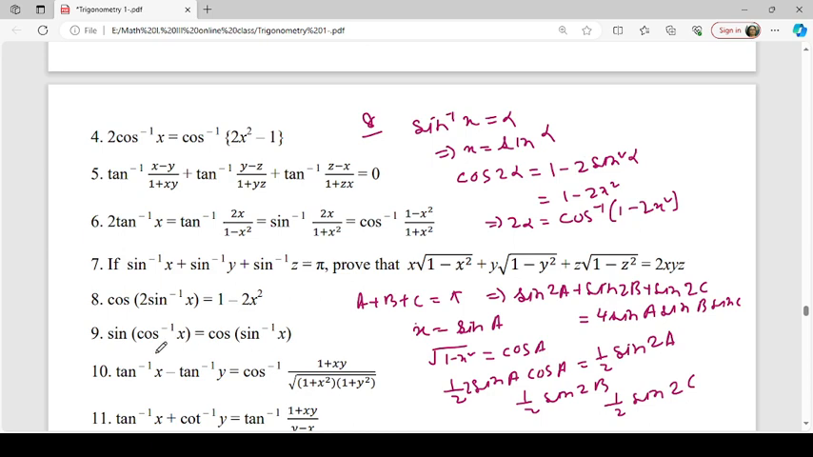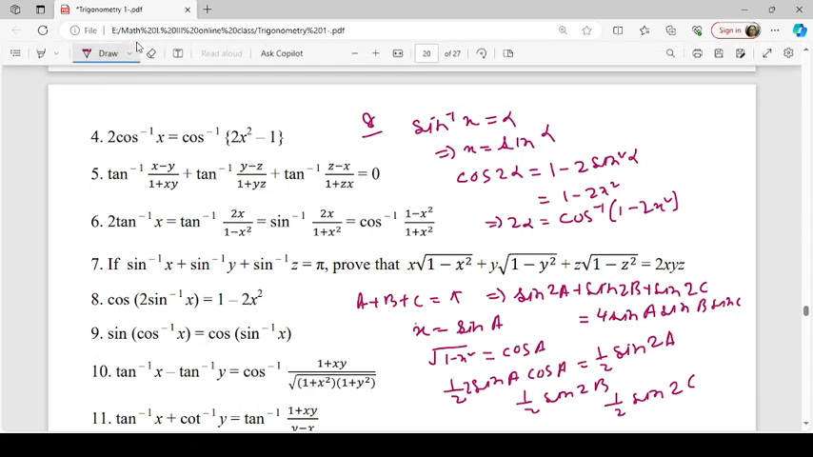Similarly this one also, sin of cos inverse x. We write cos inverse x as alpha, then cos alpha is equal to x, and sin of alpha will be, how will you do it?